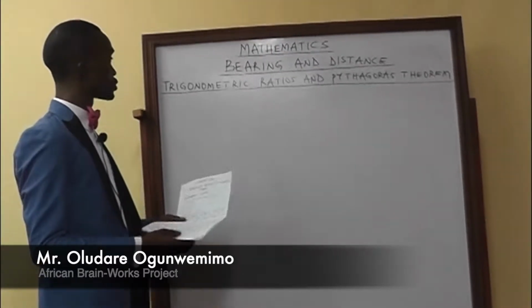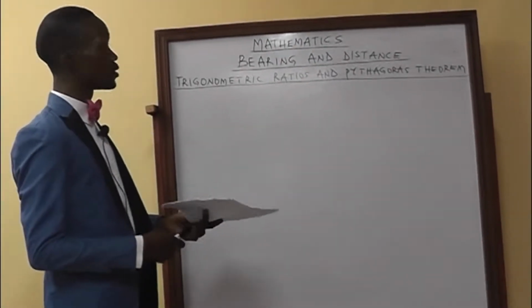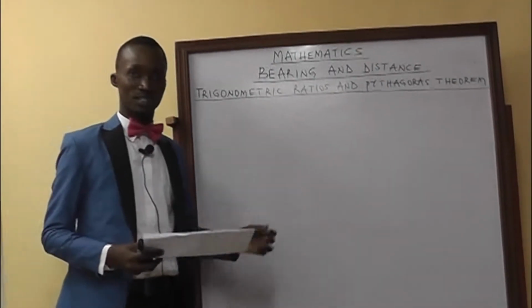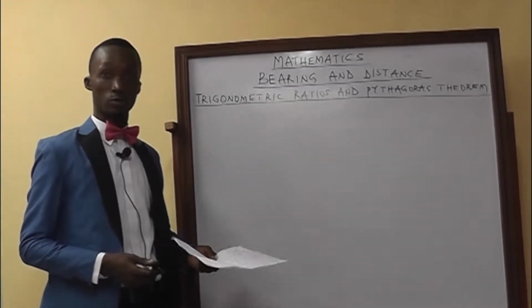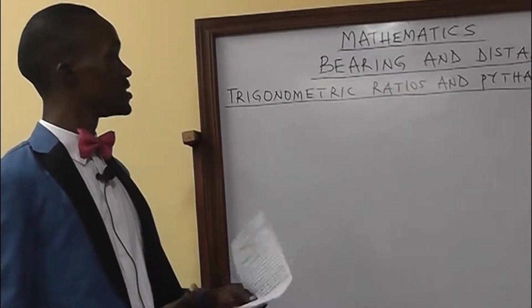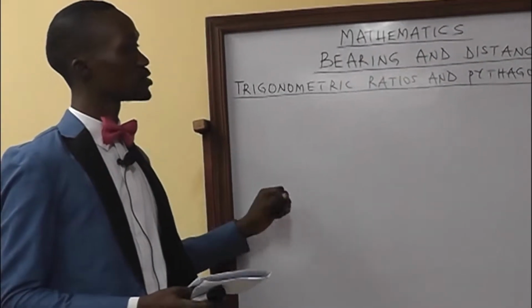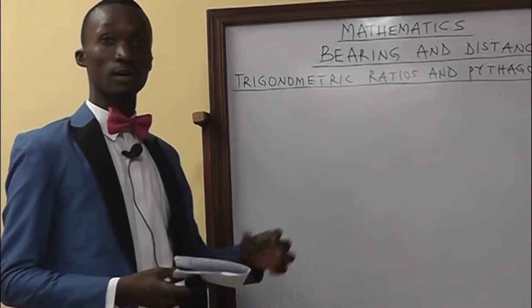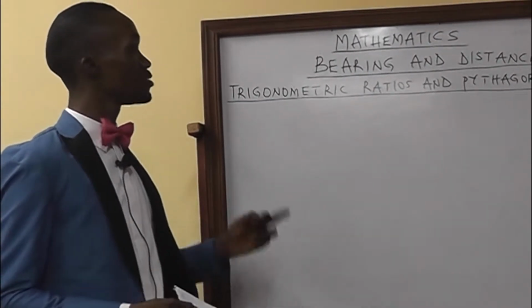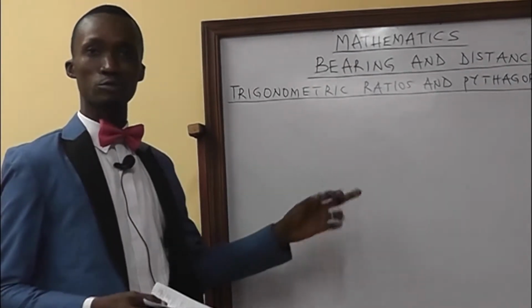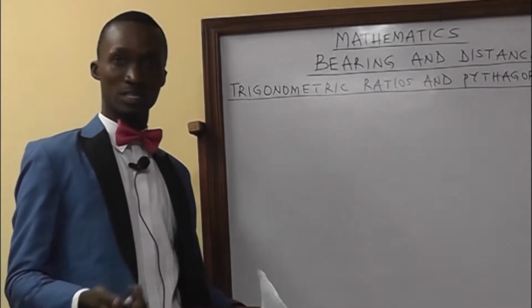And when we talk about trigonometry, what do we mean? We talk about the geometry aspect that talks about a three-sided figure, which is a triangle. And this trigonometric ratio and Pythagoras theorem majorly talks about the right angle triangle. In real life, there are cases where we come across right angle triangles, but we've not been noticing them.